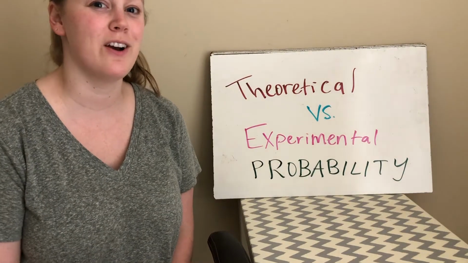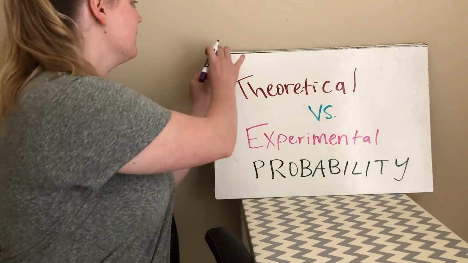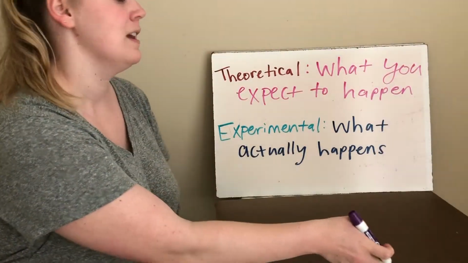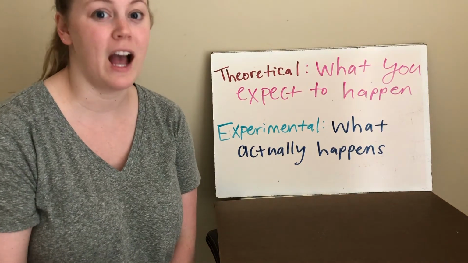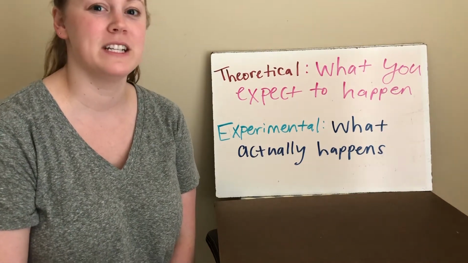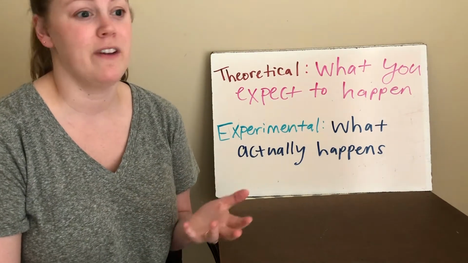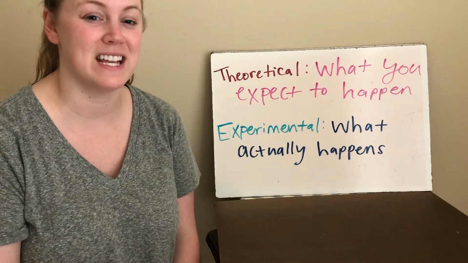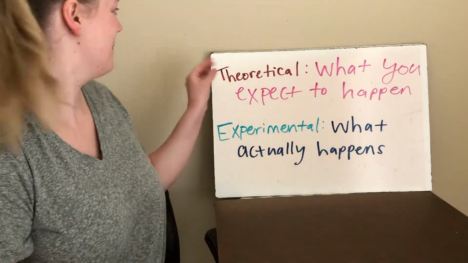Hi, today we're going to talk about experimental and theoretical probability. Theoretical probability is what you expect to happen. It's where the calculations come into play, but experimental probability is what actually happens. And sometimes different factors affect what happens in the experiment, and so we're going to see what that looks like in a math problem.